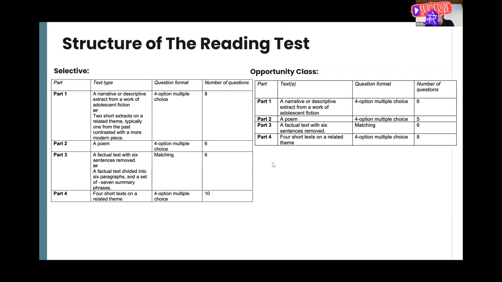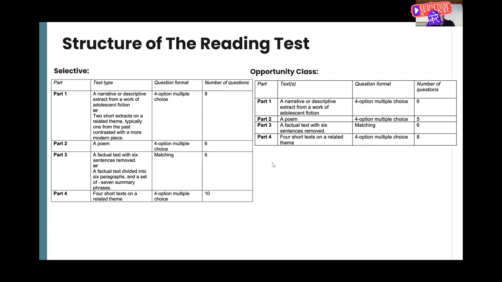The main difference is selective obviously has more questions, but it's also a bit harder because with part one, there's the option between a narrative or descriptive extract from a work of adolescent fiction, or two short extracts on a related theme, typically one from the past contrasted with a more modern piece, as opposed to the opportunity class, where part one will always be that first narrative or descriptive extract. This is the same with part three of the selective and opportunity class tests. Pretty much all this means is that students going into the selective test are going to require more practice with different types of questions just in case they get prescribed.